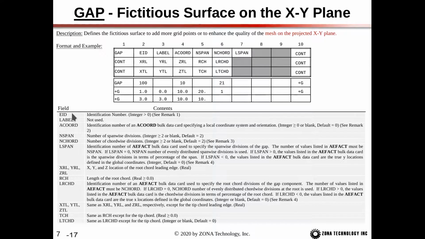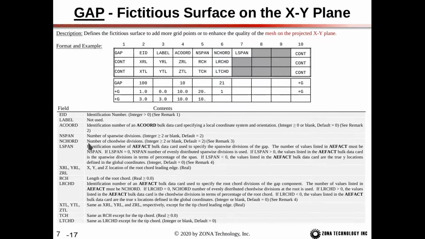So we have EID, an element identification number. The label is not used because it's a fictitious surface. And then we have ACORD, which allows us to define this gap in a local coordinate system. N-span is the number of span-wise divisions. Now, because of the way the gap is used, most often you'll want n-span equal to 2, because you're not using the gap card to introduce additional span-wise divisions. You're using the gap card to introduce additional chord-wise divisions.